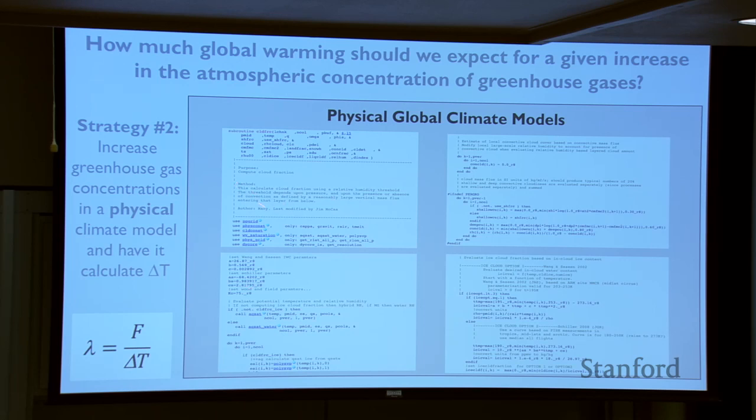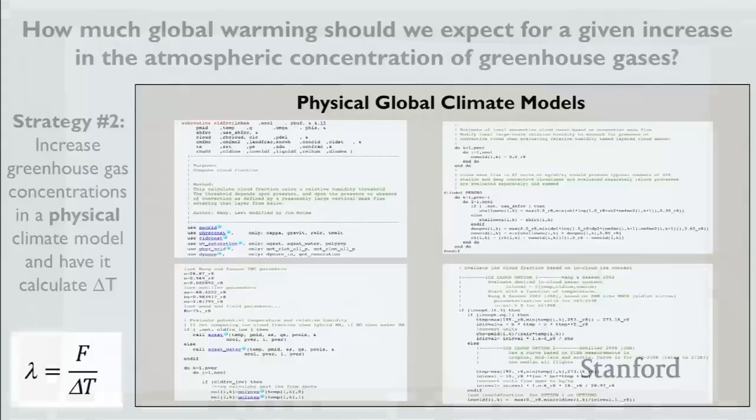But you see here in some comments, this calculates cloud fraction using relative humidity threshold, pressure, presence or absence of convection as defined with regionally large vertical mass flux, etc. You see, okay, set Wang and Sassen parameters. So you have these A, B, C parameters here, set Schiller parameters. These are the types of things that are important in terms of what the actual module is going to do for calculating cloud fraction. But they're not really physical. You can't really go out and measure them. And so they're very uncertain.